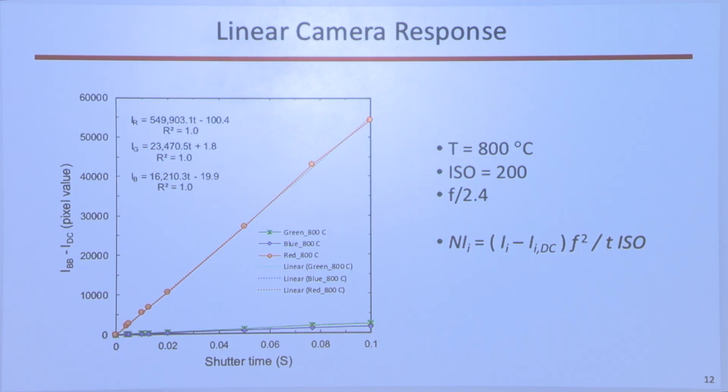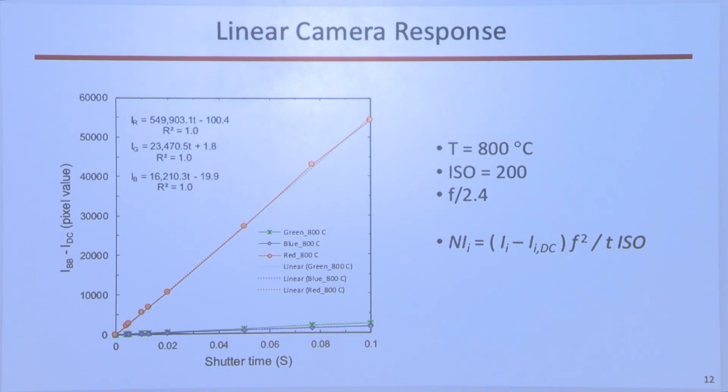Now, if it weren't linear, you just program that into MATLAB and Python, as long as it's repeatable. So really, the most important thing for a camera, it's got to be repeatable. It's got to give you the same response every time you take a picture of the same illumination.